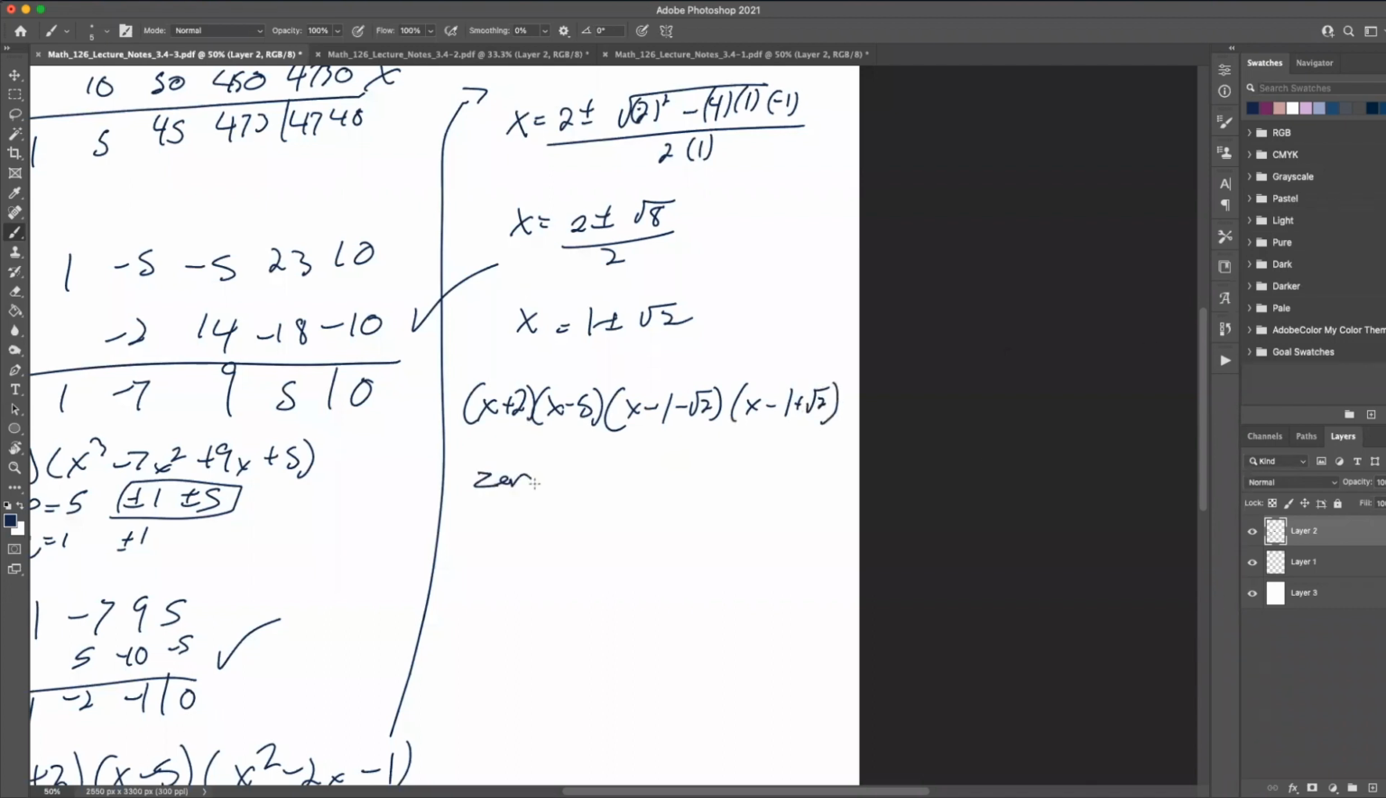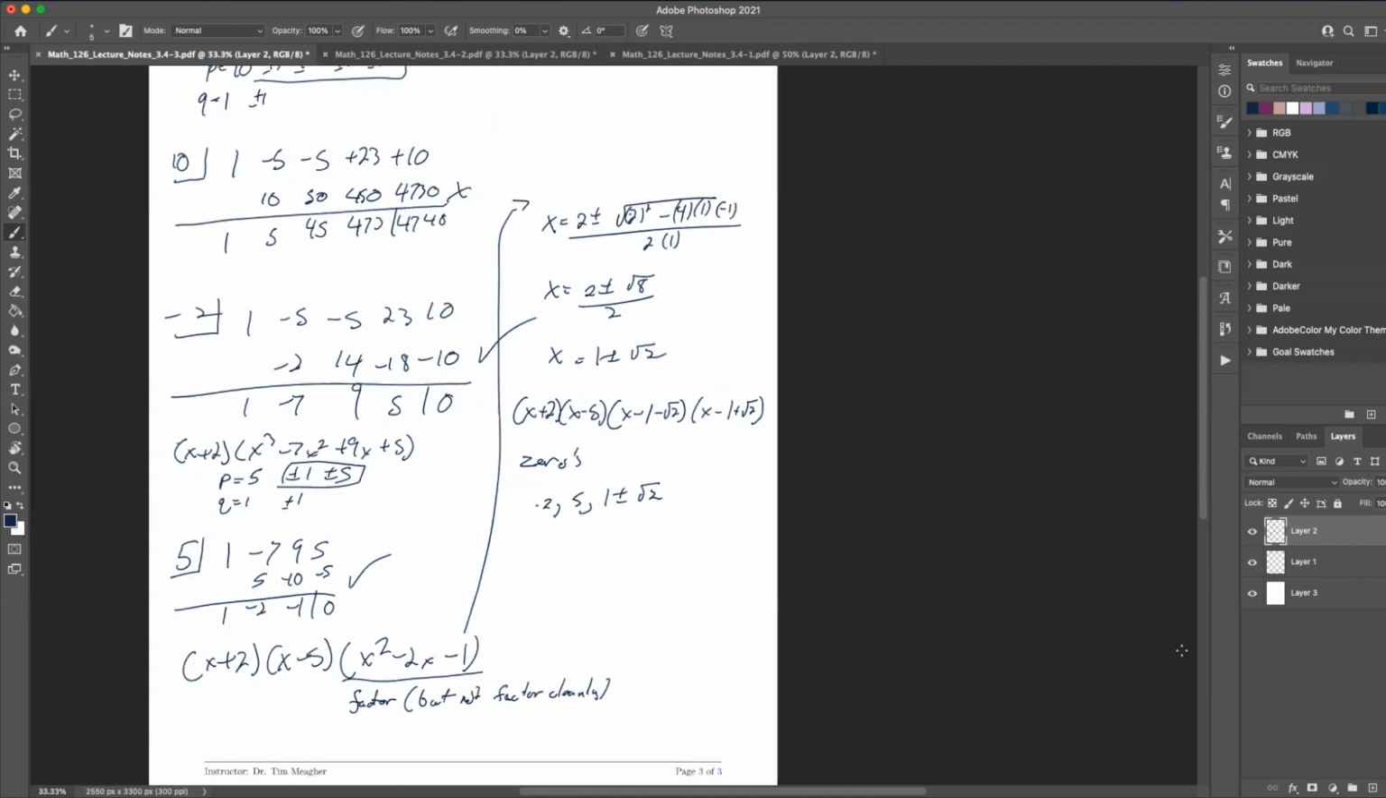And so here I can state my zeros, because here it would be x minus your zero. If it's 1 plus the square root of 2, that'd be x minus 1 minus square root of 2. So my zeros are the following: it is minus 2, it is positive 5, and 1 plus or minus the square root of 2. All right, so that's how you zoom out so you can see most of it.